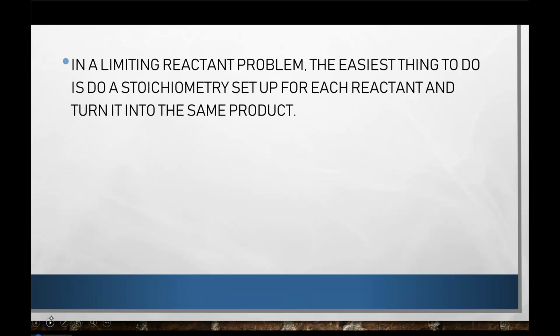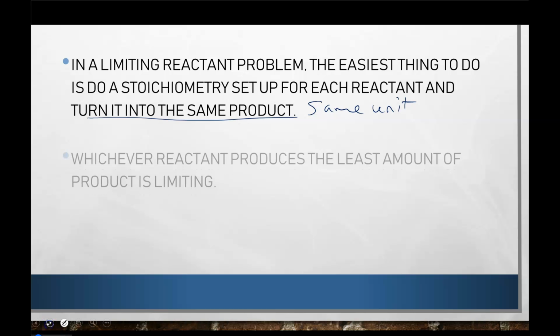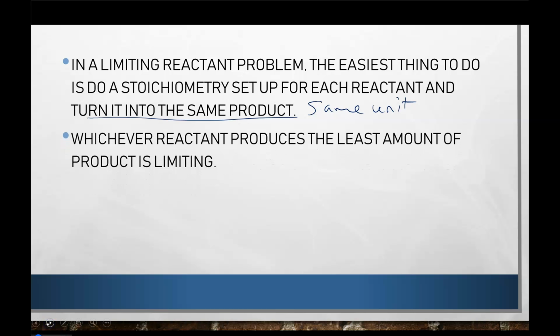The easiest way to do this, though, I think, is to do a stoichiometry setup for each reactant and turn it into the same unit of the same product, and then just pick the smaller number. Whichever one produces the least amount is the one that limits it, and that's the one you're going to use.